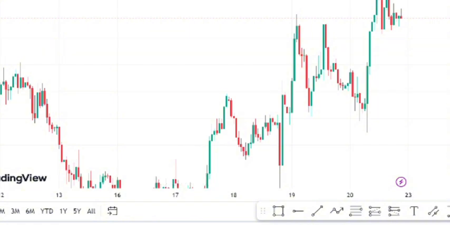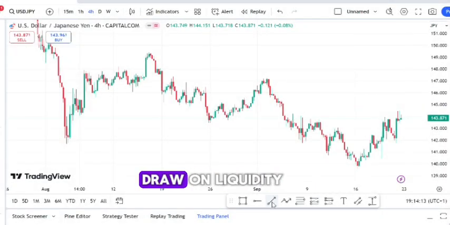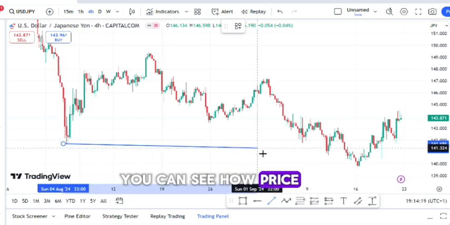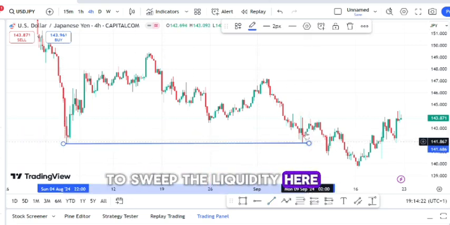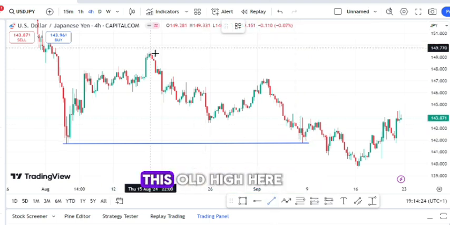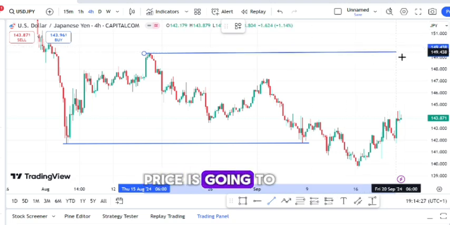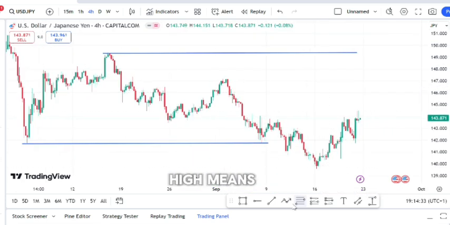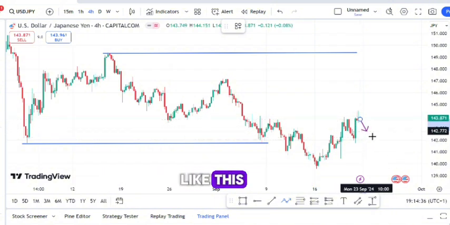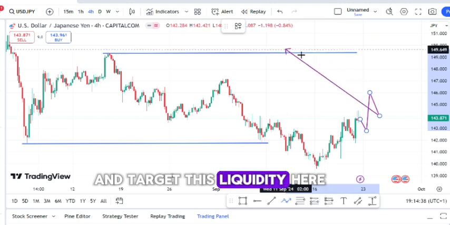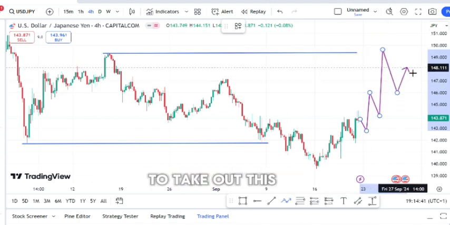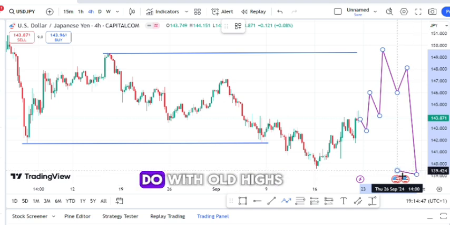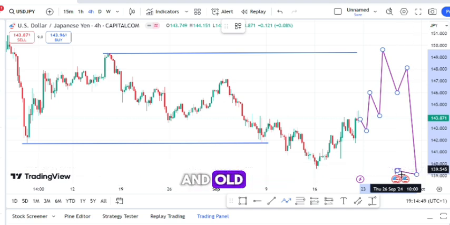Old highs and old lows is simply a draw on liquidity. So we can see this old low here. We can see how price came back to sweep the liquidity here, and that's what it's likely to do to this old high here. Price is going to hunt for the liquidity there. So that's basically what old lows and old highs mean. So price could do something like this and target this liquidity here and come back again to take out this old low here. That's basically what price does with old highs and old lows.